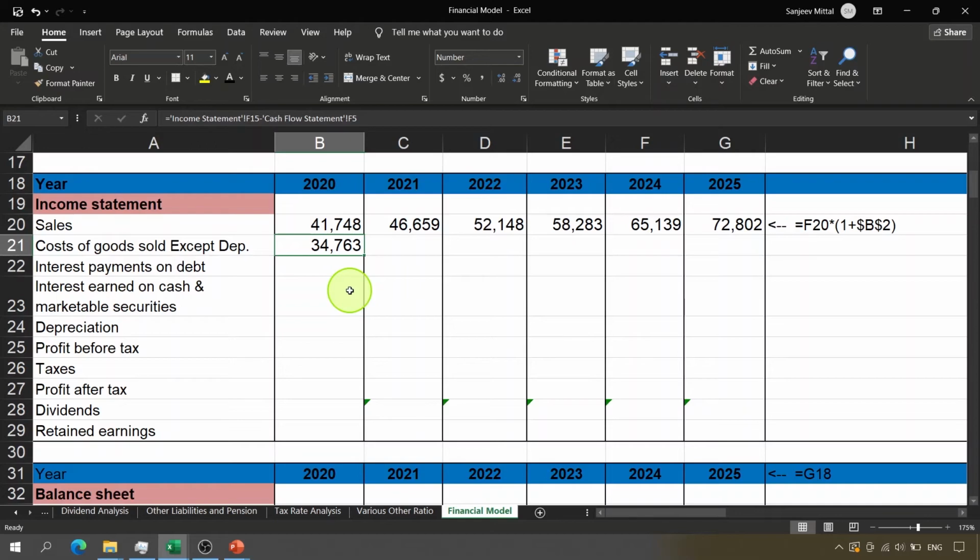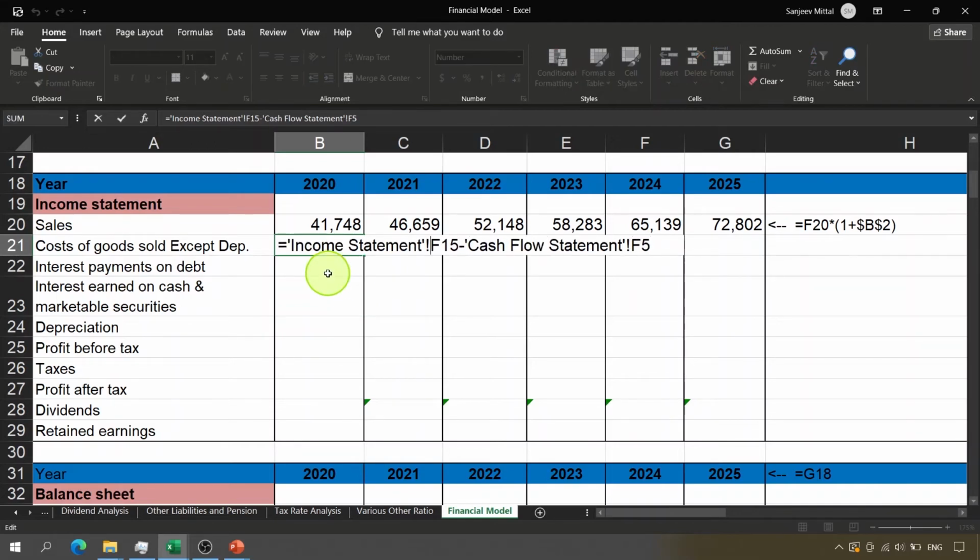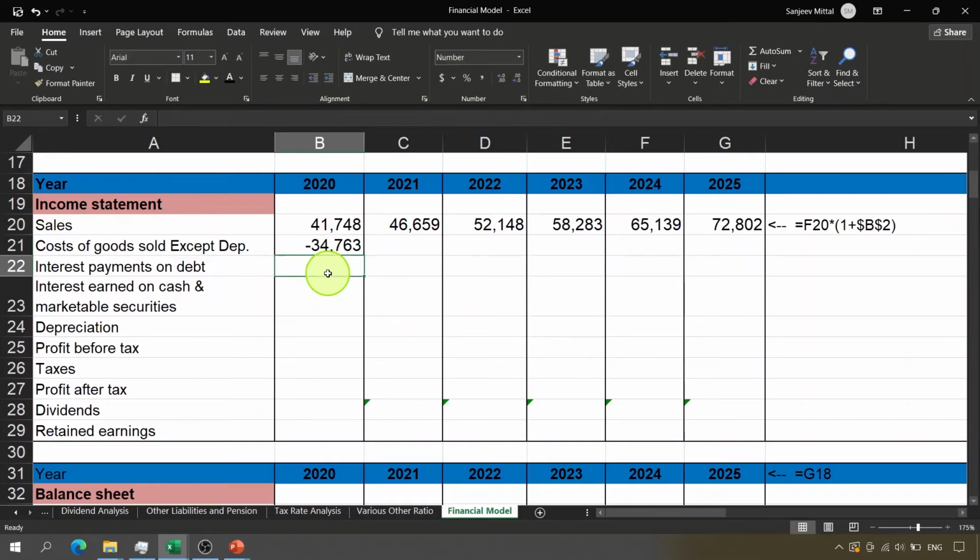Now, this number is an expense, so I want to show this number with a negative sign. So I shall show the depreciation in a positive sign and the cost of goods sold except depreciation in a negative sign. So we will get our 34,763 as a negative number again. Earlier it was being shown as a positive number. Now I have converted this number into a negative number.